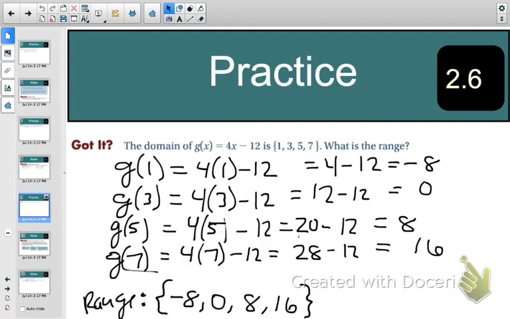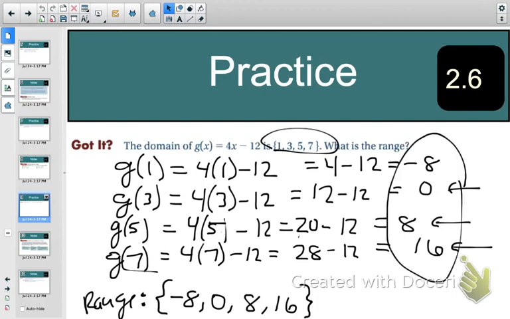Alright, so I've gone and done this one. I've plugged in all of these for my x's. So g of 1, 4 times 1 minus 12. That's 4 minus 12 is negative 8. I've got 0 for the next one, then positive 8, then positive 16. Okay, so these are all your ranges here.